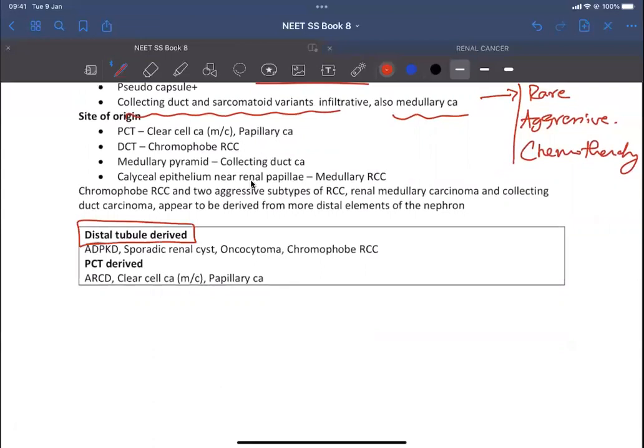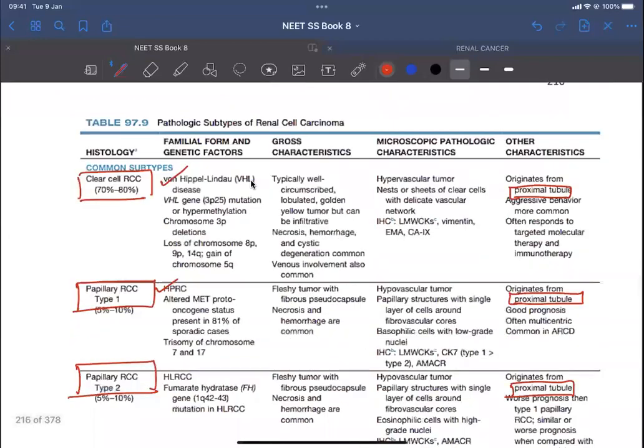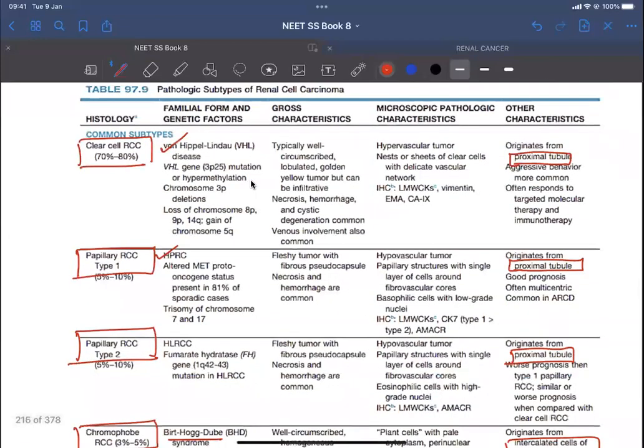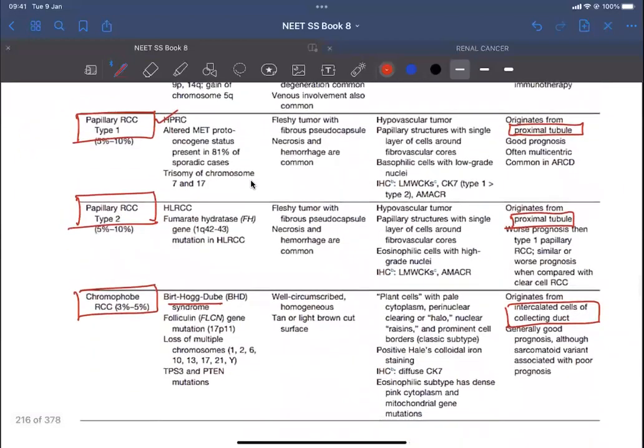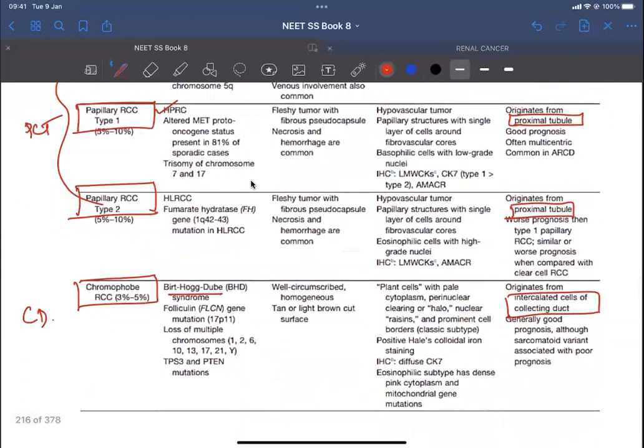So, as we discussed before, distal tubule derived tumors, we've already seen this: ADPKD, sporadic renal cyst, oncocytoma, and chromophobe RCC. Proximal ones, acquired renal cystic disease, clear cell, and papillary tumors are from the proximal convoluted tubules. So keep reading the same thing again and again. What we've read, the most common subtype is clear cell RCC, then papillary. All these three arise from the proximal convoluted tubule. Chromophobe is from the collecting duct.